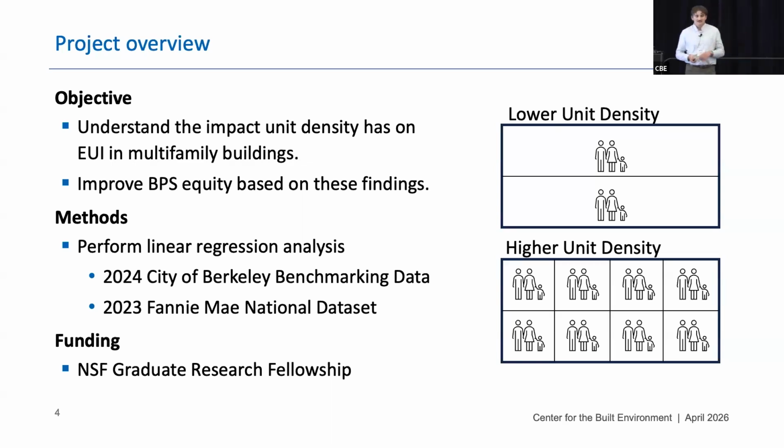It might seem kind of intuitive that having more people, more plug loads, more kitchens in the same amount of area could result in a higher energy use per square foot, or EUI. But this is really an underexplored area, and certainly not in the lens of application to policy. This research was inspired by two data sets that I had access to, one from the City of Berkeley that had both unit density and energy data, as well as a national data set.